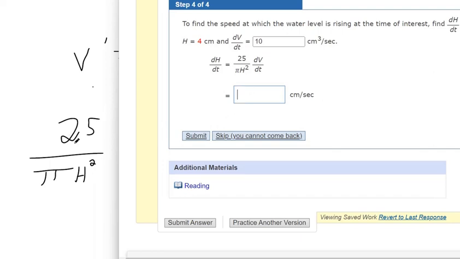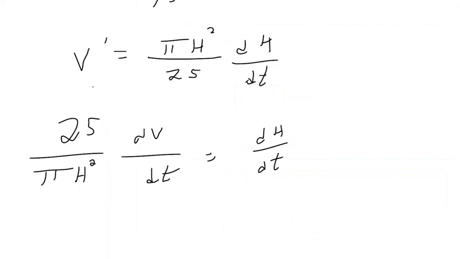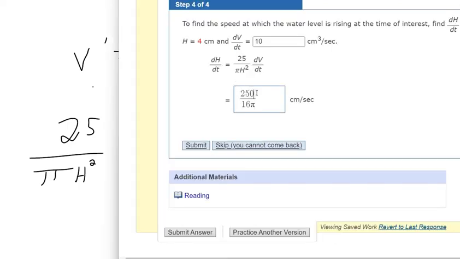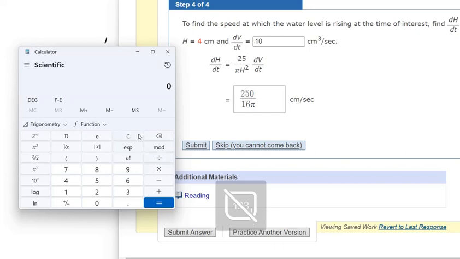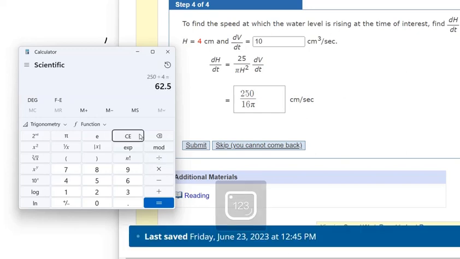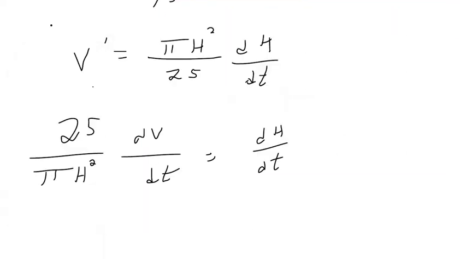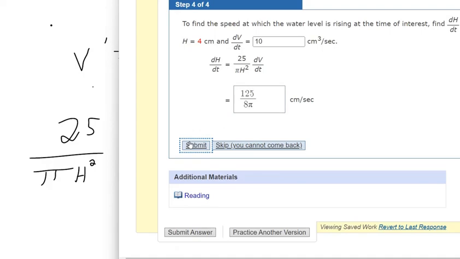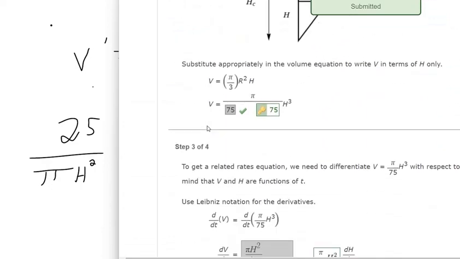So dh/dt, we have that formula over here. That's 25 over pi times 4 squared, so 16 pi, times dV/dt, which was 10, so that's 250. And then can that be reduced? I think 250 over 16. No. Oh, that's 125 over 8. I think that's as reduced as it can be. I did that a little too quickly, probably. Nope, that's everything. Okay, so that's the end of that problem.